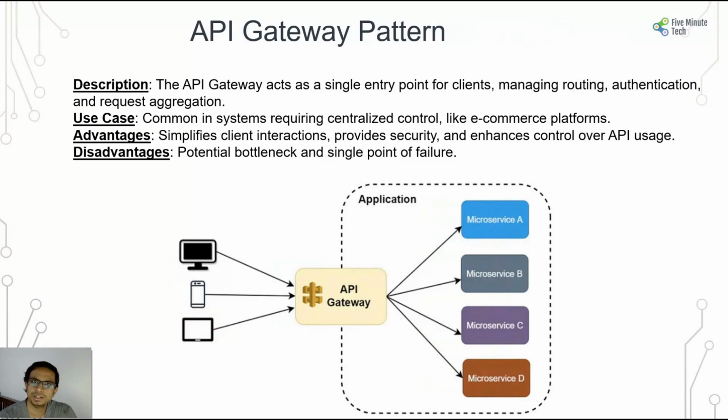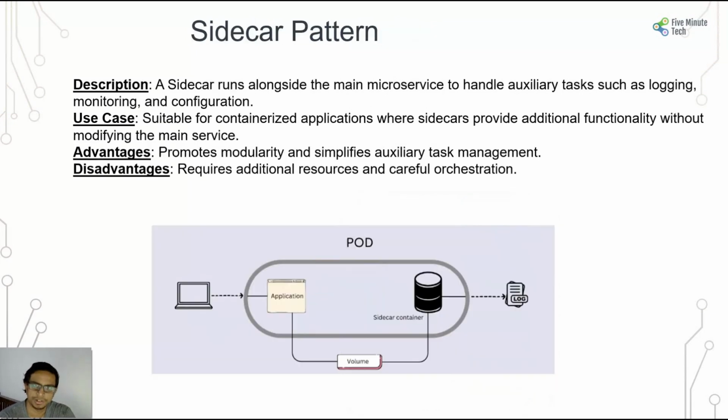API gateway pattern. An API gateway acts as a single entry point for clients, managing routing, authentication and request aggregation. It's common in systems requiring centralized control, like e-commerce platforms. Advantages are simplified client interactions, and it provides security and enhanced control over API usage. The disadvantage is a potential bottleneck and a single point of failure.